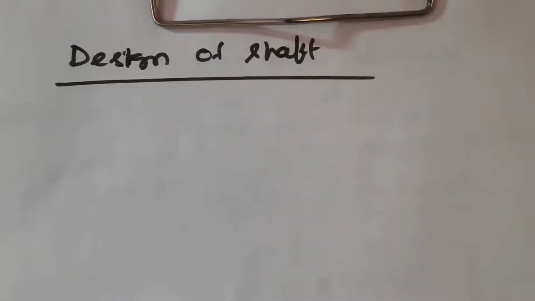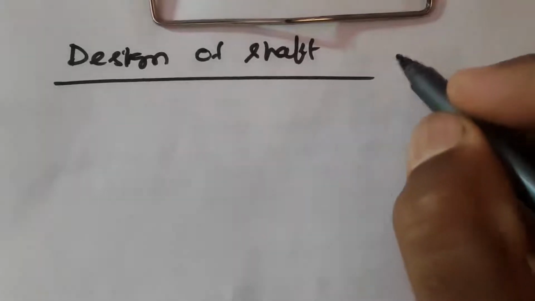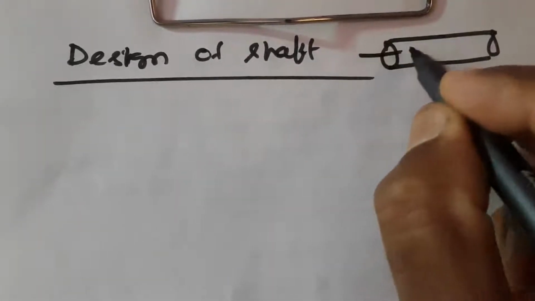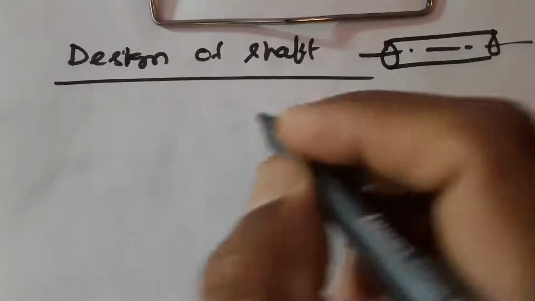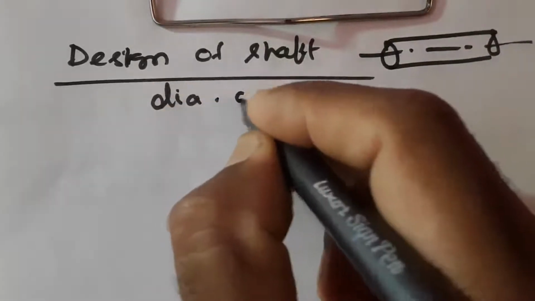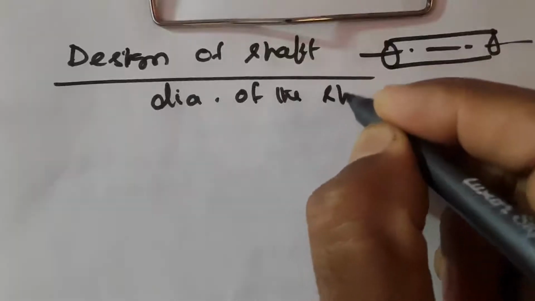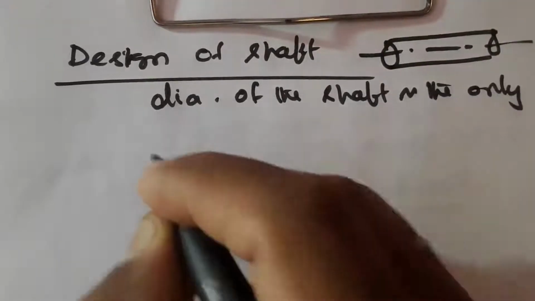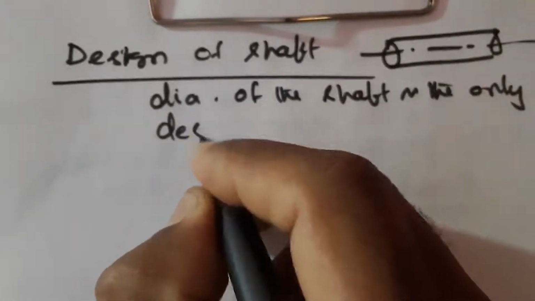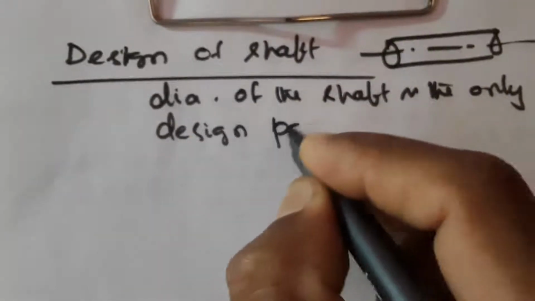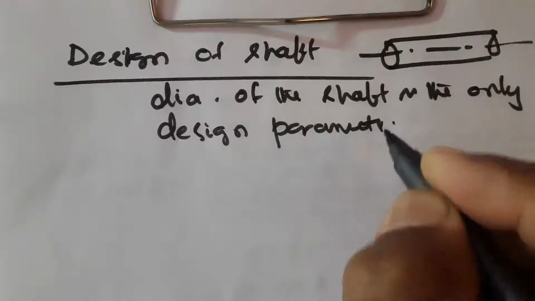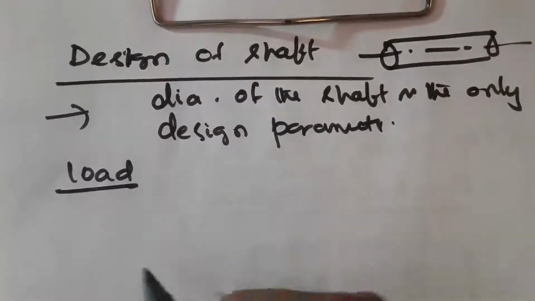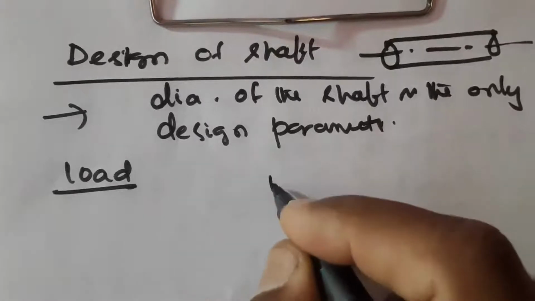So let us talk about the design of shaft. As a shaft is a cylindrical member, the only design parameter is the diameter of the shaft. But the shafts are subjected to different kinds of load.